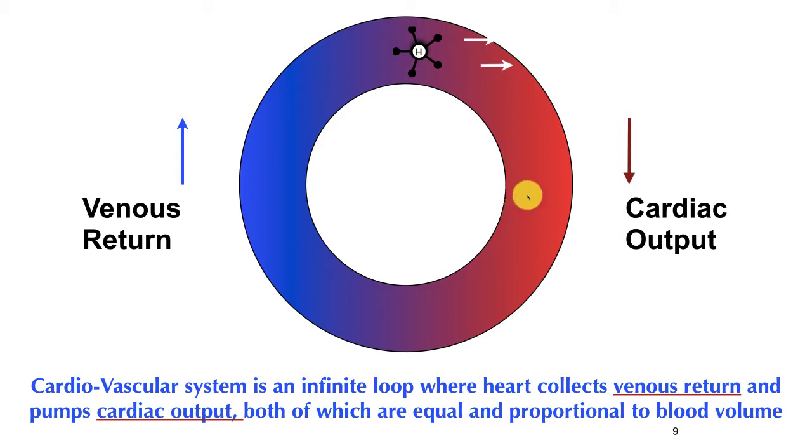That means flow through the systemic circulation must be equal to flow in the pulmonary circulation. If you double the cardiac output, venous return also doubles. And the reverse is also true. Increasing venous return also increases cardiac output.